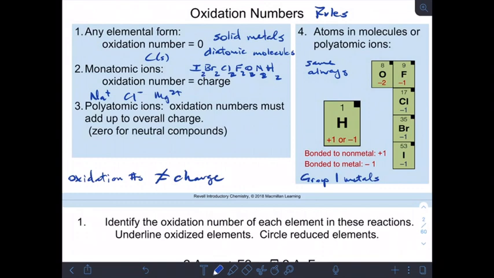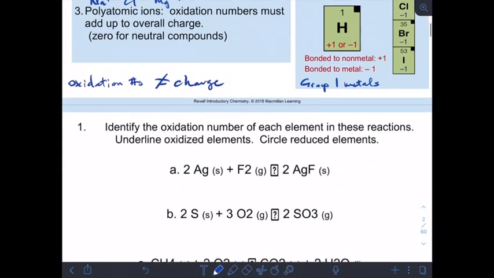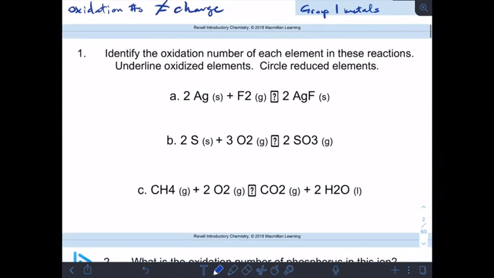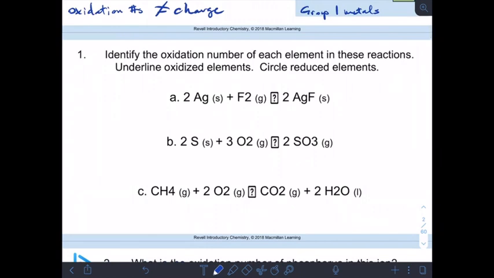I hope you have taken a look at those at this point and you're aware of some of the things that I'm saying. So let's go through some practice. Let's identify the oxidation numbers of each element in these reactions, and we're going to underline oxidized elements and circle reduced elements. In order to figure out what is oxidized and what's reduced, we need to assign oxidation numbers.